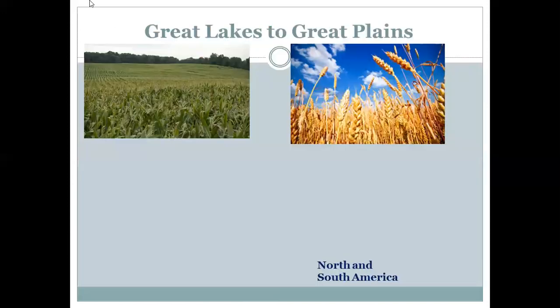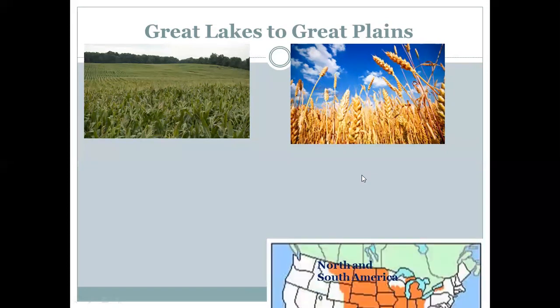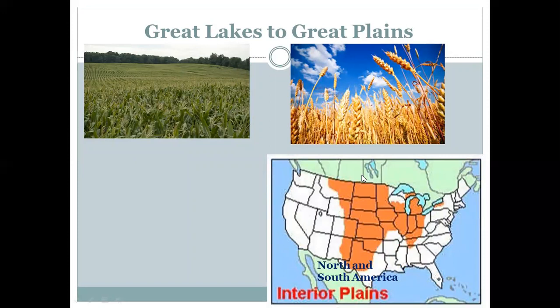So here it is. Let's move on to the Great Lakes to Great Plains. Thousands of years ago, glaciers formed the interior plains and the Great Lakes. Fields of corn, wheat, and other crops are common sights in the Midwest. The interior plains are the main reason. These flat plains covered the entire Midwest.